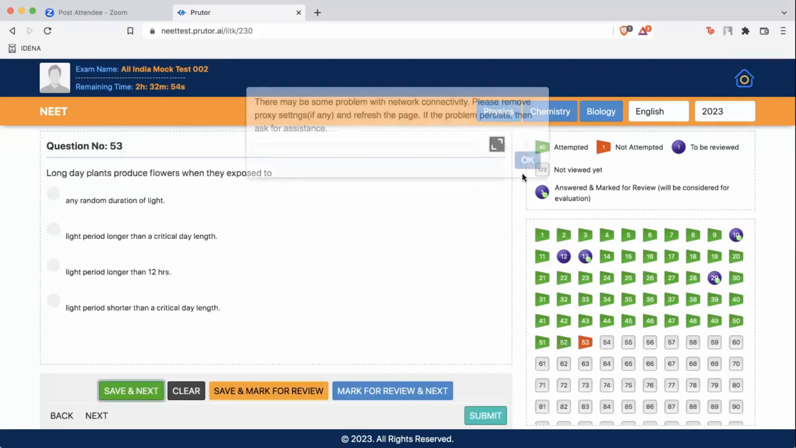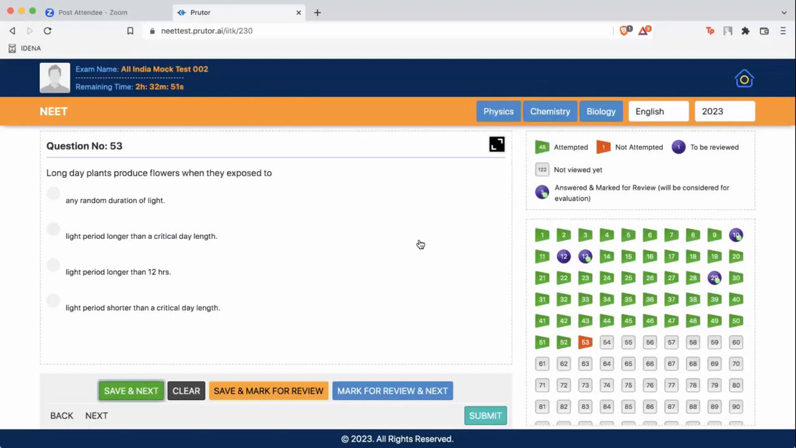Next. Long day plants produce flowers when they are exposed to long day plants. Long day plants produce flowers when they're exposed to any random duration of light. No, a light period longer than a critical length. Yeah, so if you have a critical day length of, let's say, 8 hours, they take longer than that and then they start flowering. Short day plants need shorter than the critical day length.